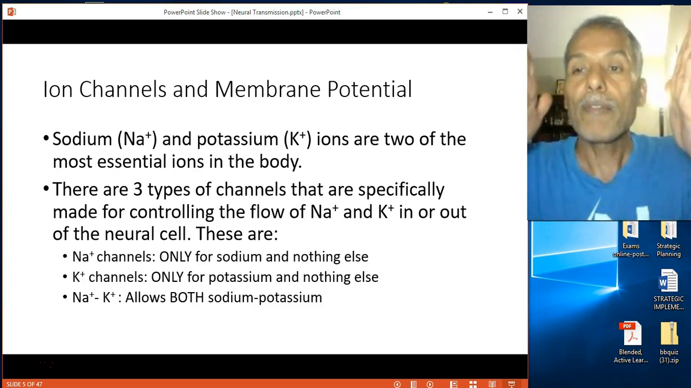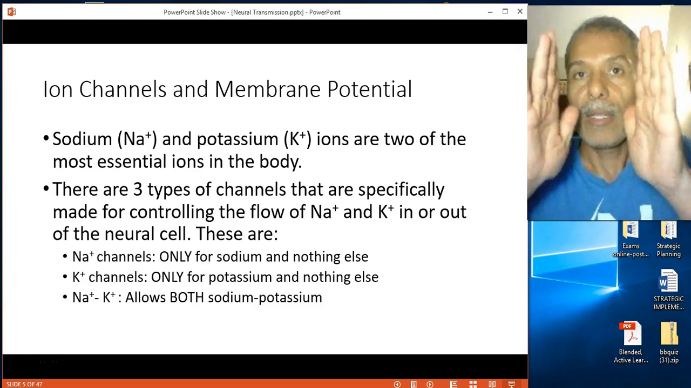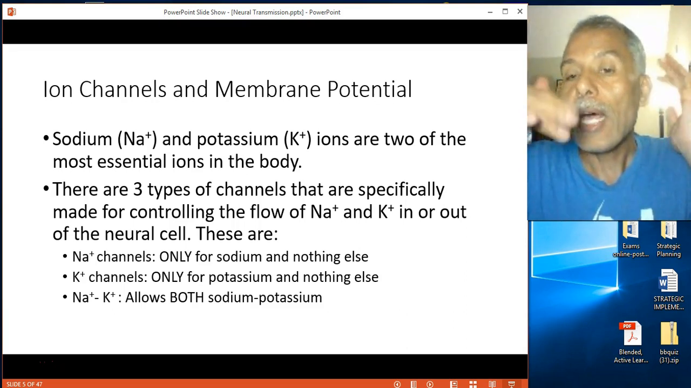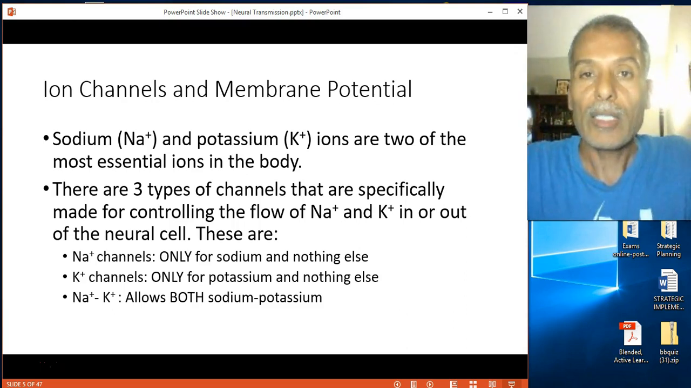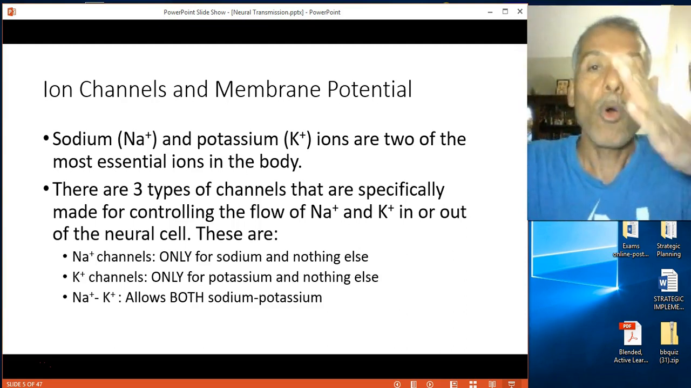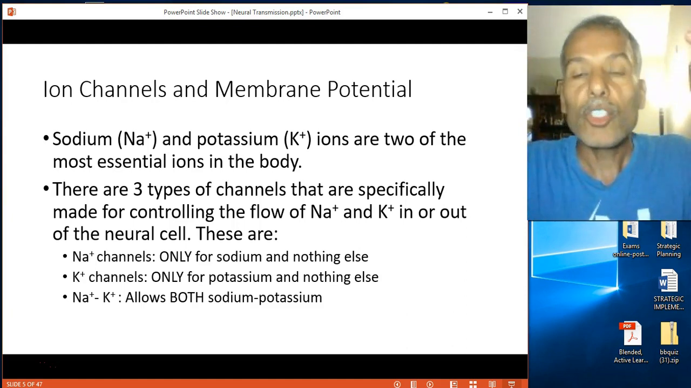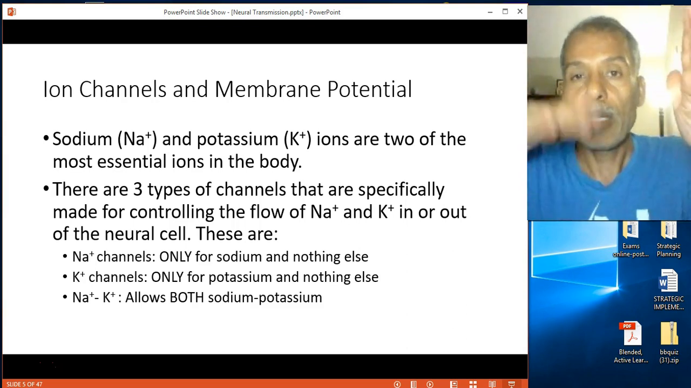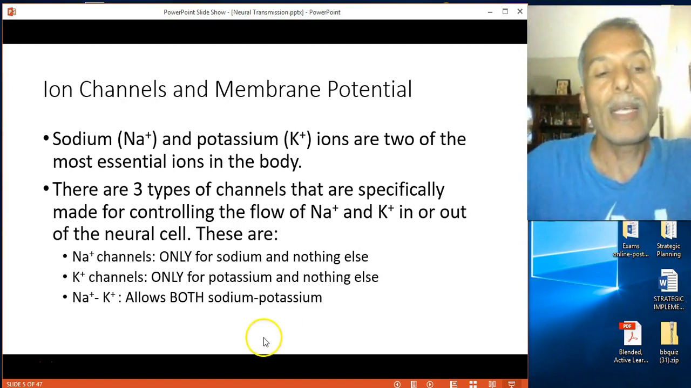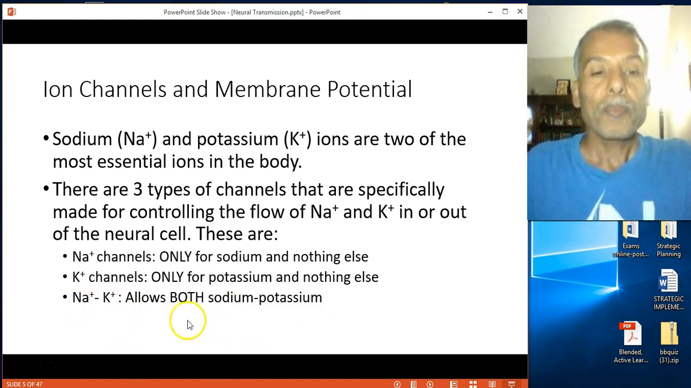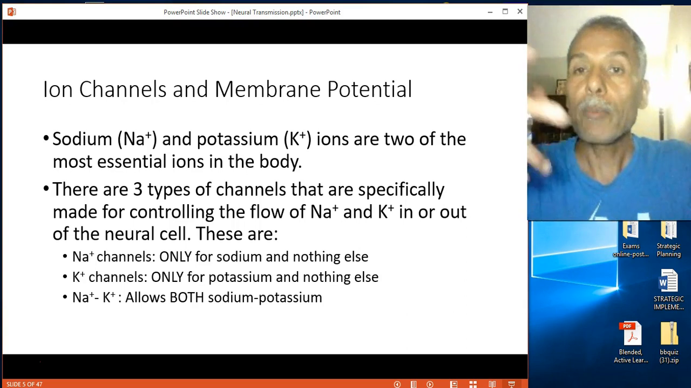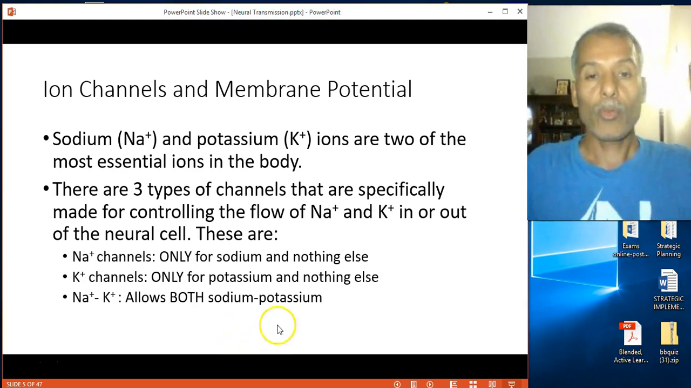Some of these channels are left open all the time. And some of them are gated channels. They allow ions only when something causes them to open. Whether an electric charge increases or decreases, it makes them open. But there are gates for both sodium and calcium that are open all the time. Things come in and out freely. And then there is the sodium-potassium pump, or the sodium-potassium channel, that controls the transport of sodium and potassium at the same time, and we'll explain how this works.